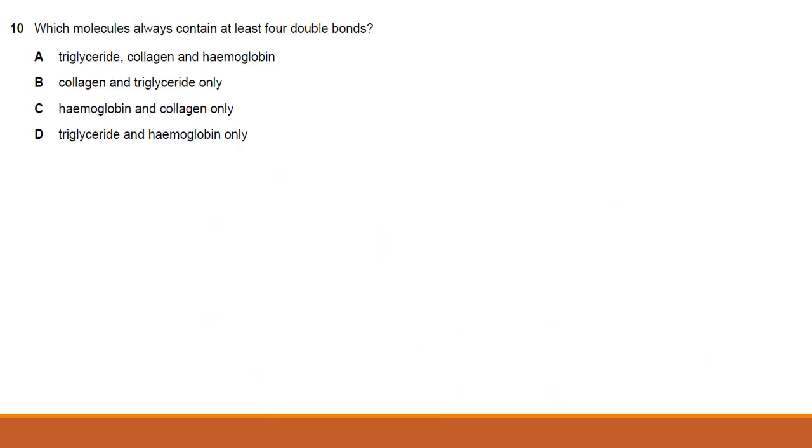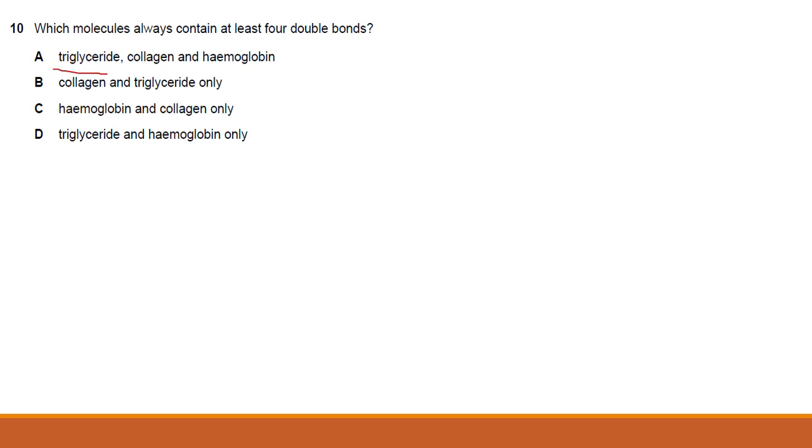Let's look at number 10. Which molecules always contain at least 4 bonds? So it has triglycerides, collagen, and hemoglobin. Collagen and hemoglobin usually have at least 4 bonds, and that's because of their structure. So hemoglobin, remember, is made with 4 polypeptide chains. So those polypeptide chains come together, so you can assume that there are at least 4 bonds in there. Collagen is actually made into a triple helix, but the proteins also have bonds that they form with each other. So it's also like a quaternary structure.